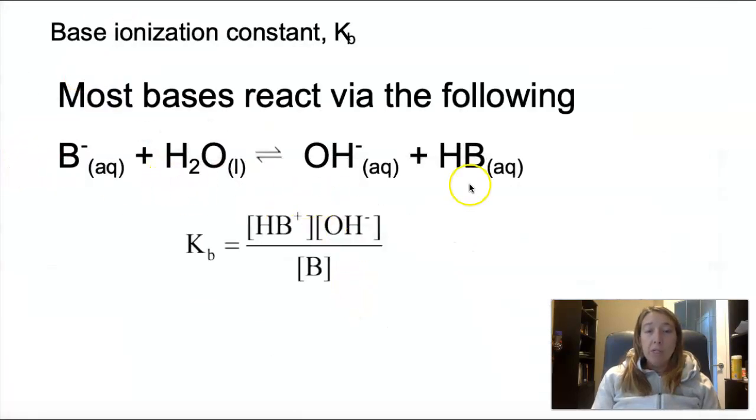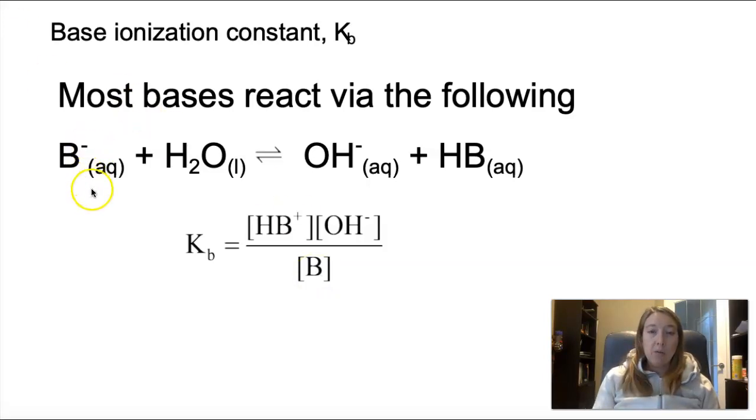So if you look at our equation, same type of deal as what we saw with the acids. We're going to react with water. Obviously, in this case, we're going to form hydroxide because the transfer is going to be this proton moving from water over to the B- to give us an HB. When we write our Kb expression, our generic one, it's going to be the concentration of HB times OH-, over the B-. Okay, so remember, no water because water is a liquid and we're not going to include it.